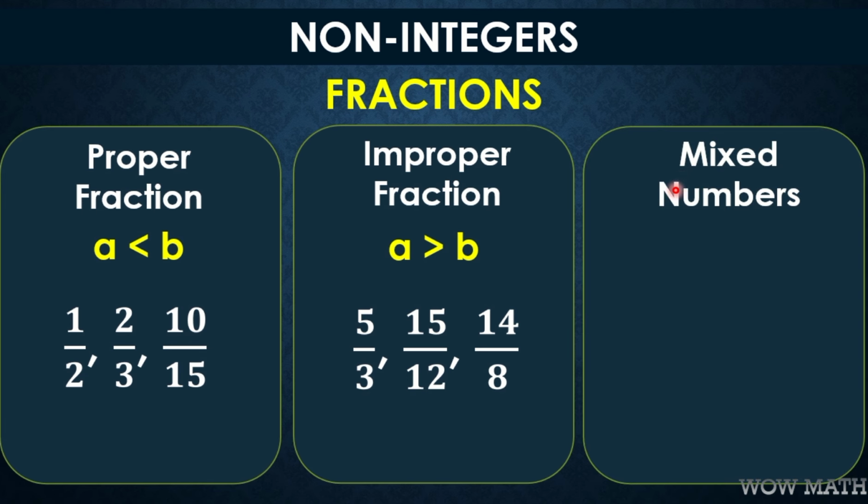And then, for mixed numbers, ito yung meron siyang kasamang whole number and a fraction. So, this is a combination of a whole number and a fraction. So, if I have 2 and 2/3, 1 and 3/4, 3 and 4/5.